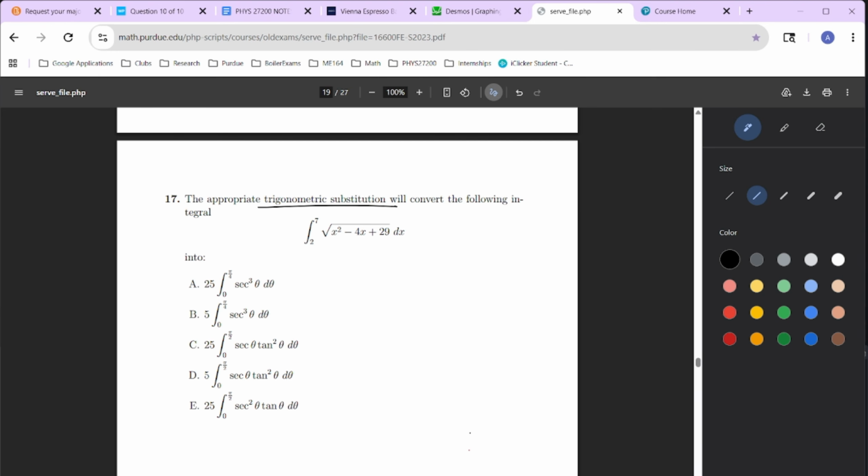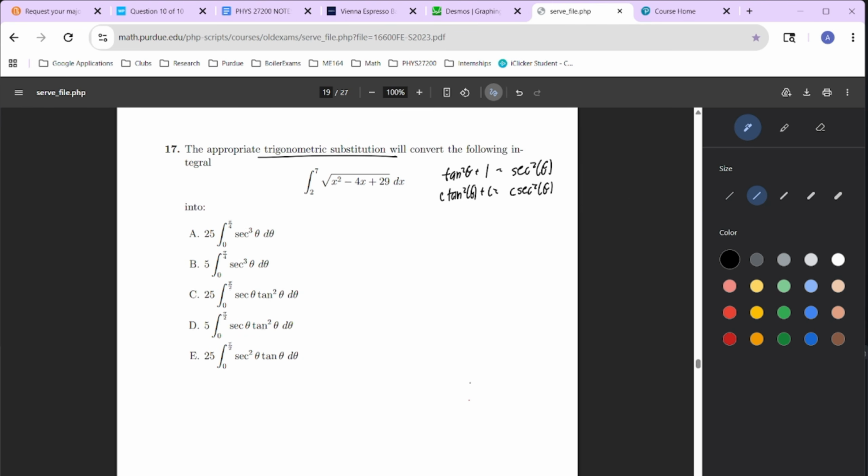There's really only one trigonometric identity that does that. Tangent squared of theta plus 1 is equal to secant squared of theta. Or more generally, if you have a coefficient c attached to that, c tangent squared of theta plus c is equal to c secant squared of theta. Now this becomes pretty important in just a moment. Let's begin solving this problem then.